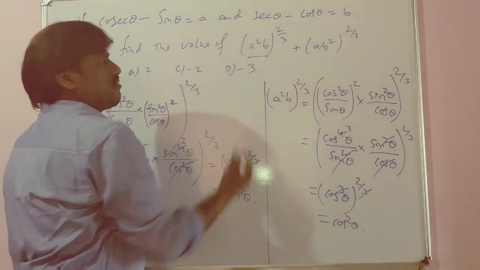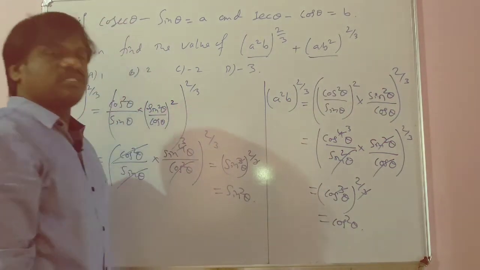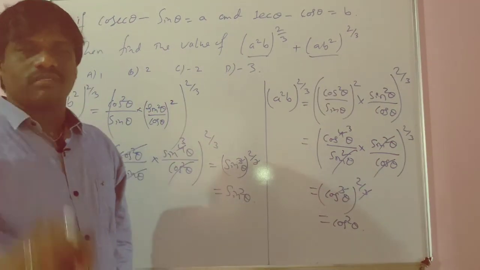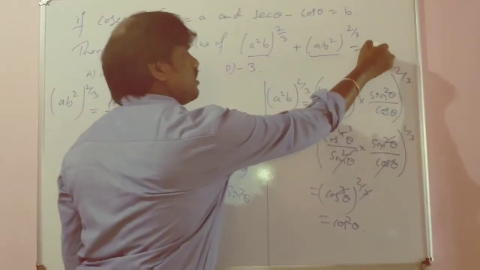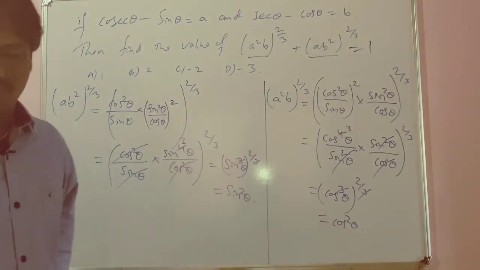So this value is cos square theta, this value is sin square theta. So sin square theta plus cos square theta value is 1. So the answer for this one is 1. Hope you understand. Let us go for the next question.